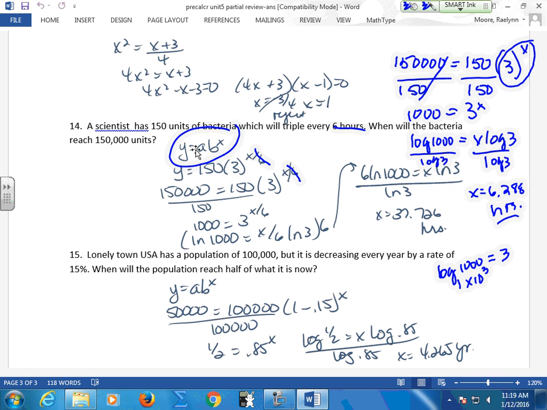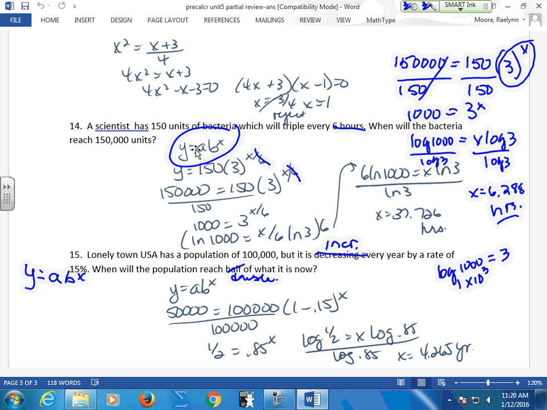And the other one. What did I change that to? Yeah, you made it into an increasing. Okay. You said the population will be twice. Twice? Oh, very good. So we said we wanted to know when will it be doubled. Good. Okay. So again, y equals a to the bx.